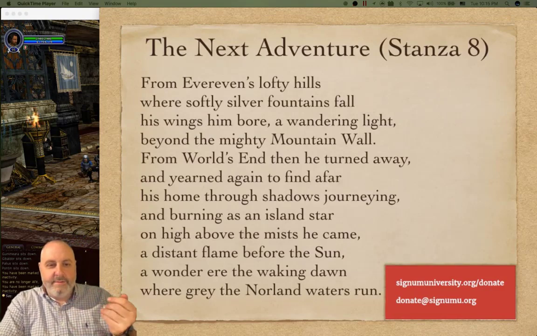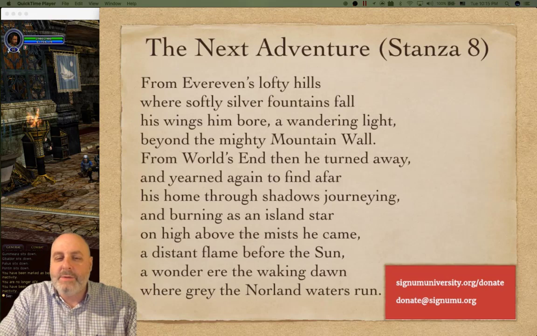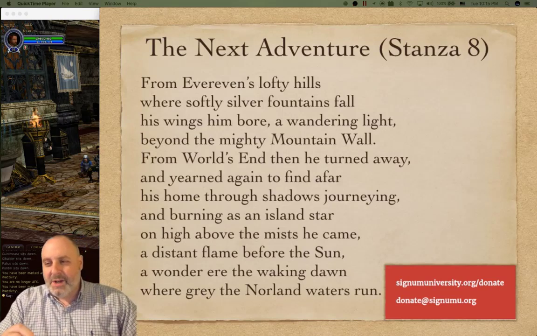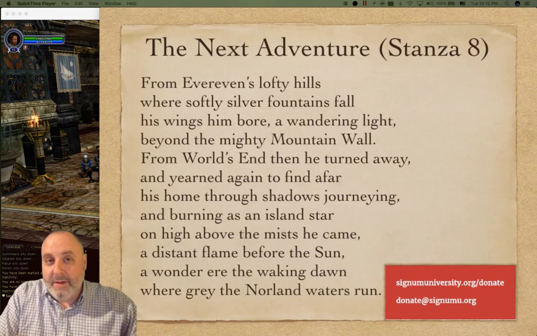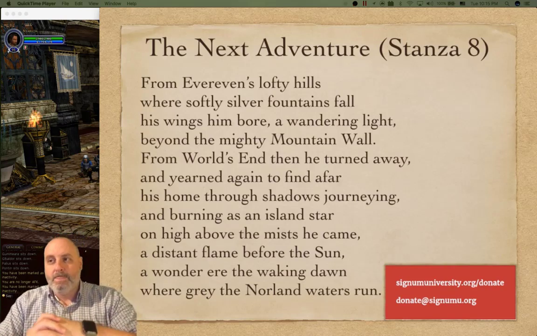Now he takes off. From Ereven's lofty hills where softly silver fountains fall, his wings him bore, a wandering light, beyond the mighty mountain wall. Yeah, Tony says it's also him being constrained from doing other things. Probably so.